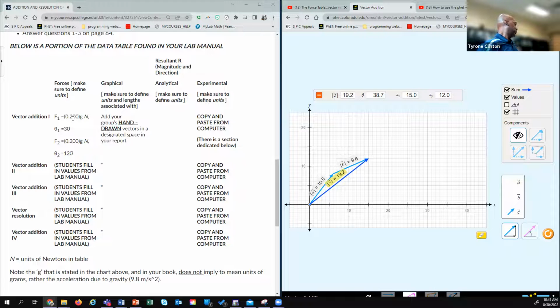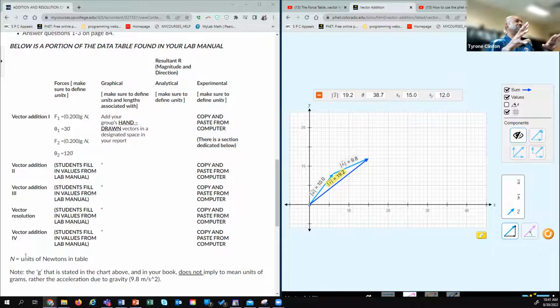And so what you'll do is you'll just take the 0.2. If you want to figure out what it is numerically, it's 0.2 times 9.8. And so 0.2 times 9.8 is roughly about 1.96, or let's just say 2 newtons. So F1 and F2 are forces that are roughly 2 newtons of magnitudes. Make sure you define your units as well.